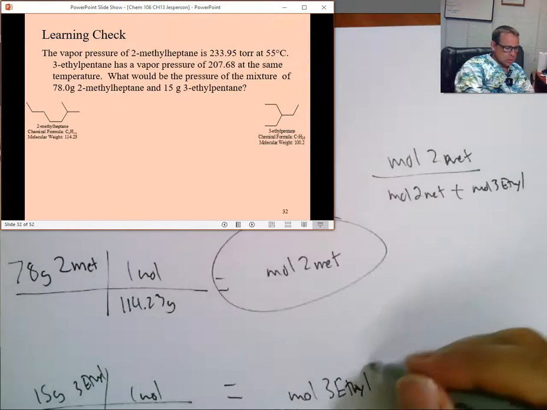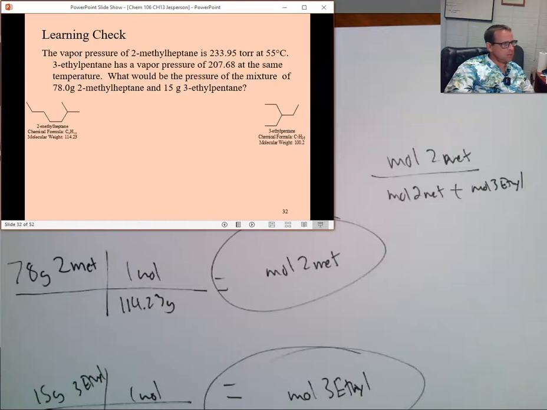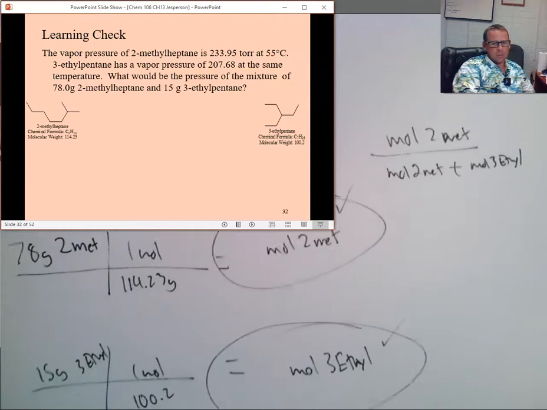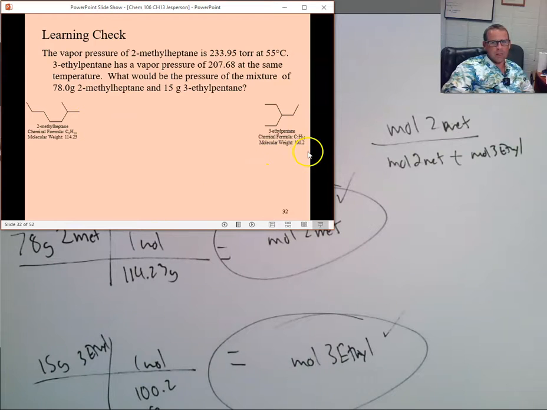Could you guys solve for these? Let's see, Camille, can you tell us how much of this stuff we have? And Alyssa, can you tell us how much of that stuff we have? And then, how many grams per mole for the ethyl? Oh, sorry, that's 100, right down here. I may need some help.